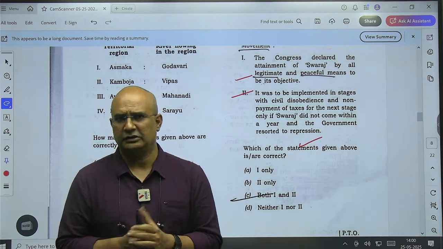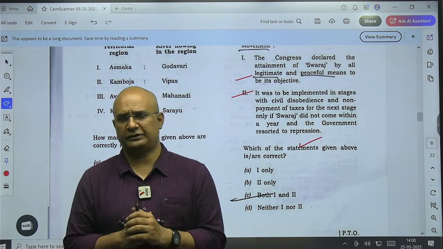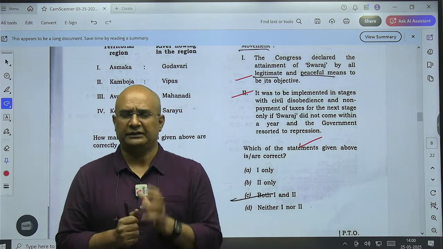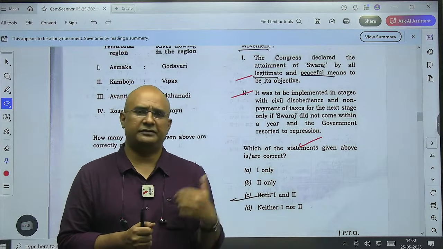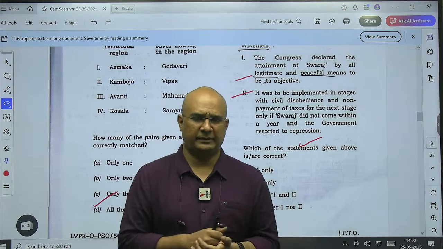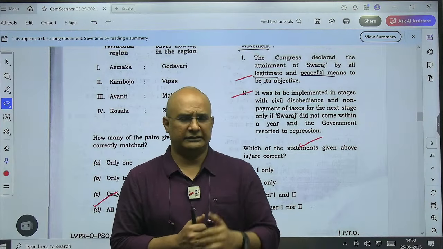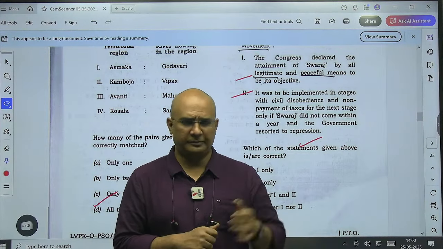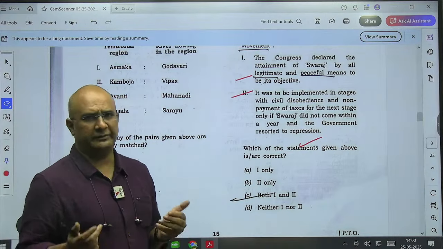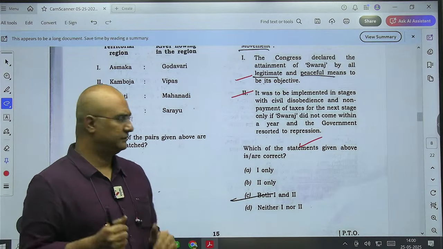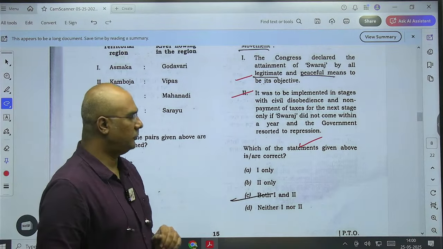Indians in 1 year, or if the government uses force to suppress the peaceful protesters, then Gandhi even chalked out a plan for the second phase of the movement, in which he included the civil disobedience part, which generally involves violation of a law as well as non-payment of taxes. So again, that makes statement 2 very, very clearly correct. So the answer will be both 1 and 2.